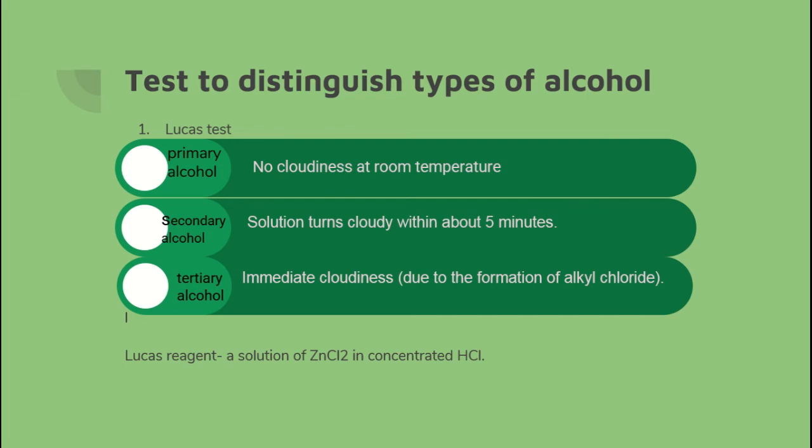When we put a Lucas reagent into a test tube with unknown alcohol, if the unknown alcohol is primary alcohol, there is no cloudiness at room temperature. But if it is secondary alcohol, the solution in the test tube will turn cloudy within 5 minutes. If the unknown alcohol is tertiary, there will be immediate cloudiness.